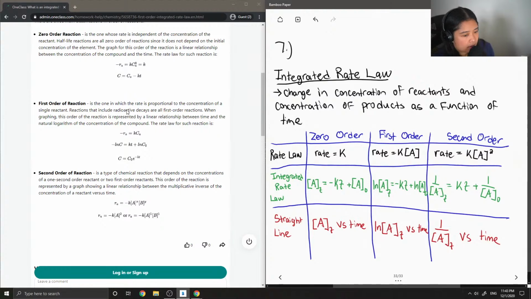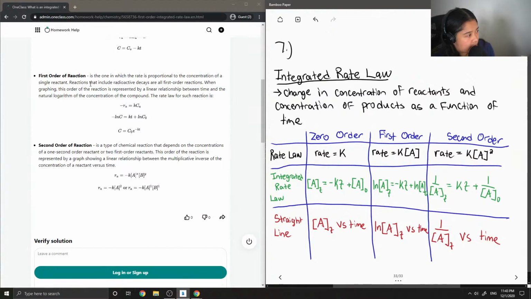following. Yep, so now the first order of reaction is where the rate is proportional to the concentration of a single reactant. Reactions that include radioactive decays are all first order reactions. When graphing, this order of the reaction is represented by a linear relationship between time and the natural logarithm of the concentration of the compound. The rate law for such reaction is negative ln kT. Yep.